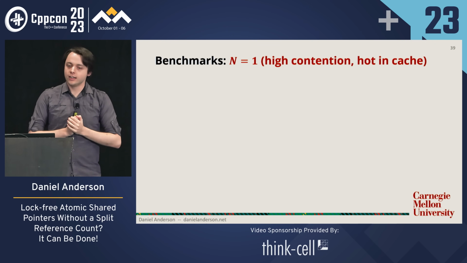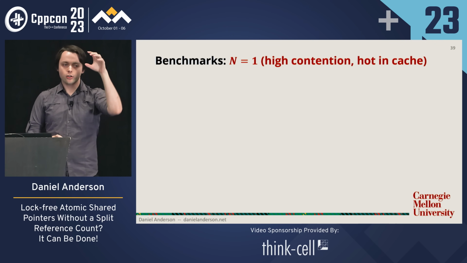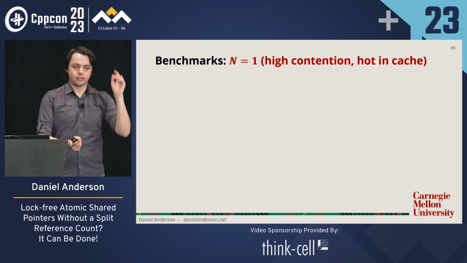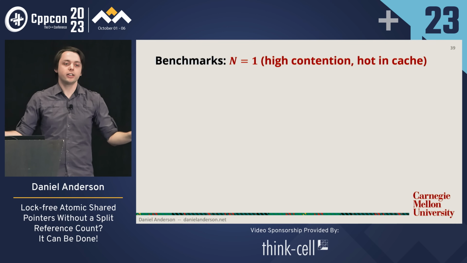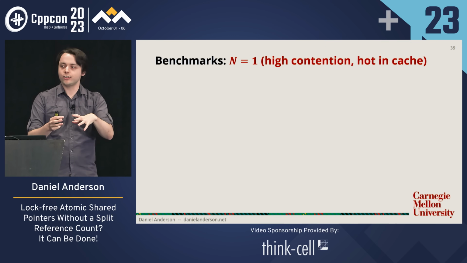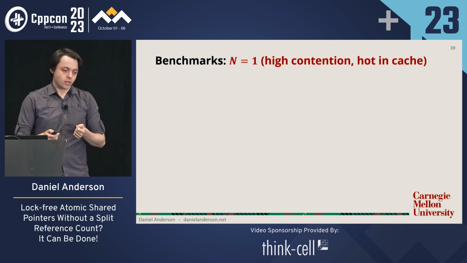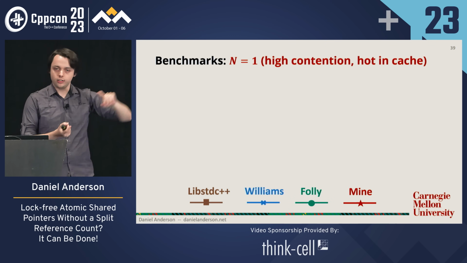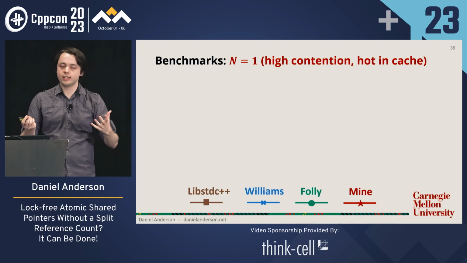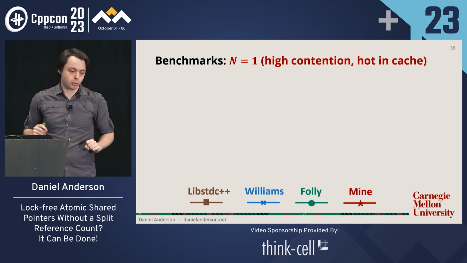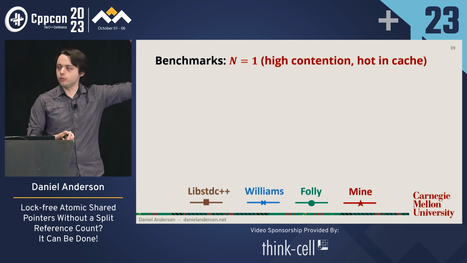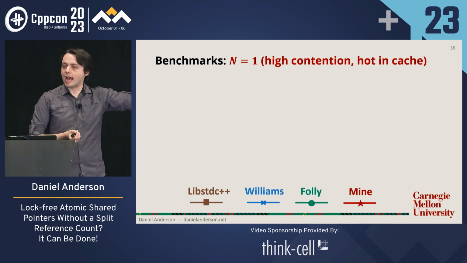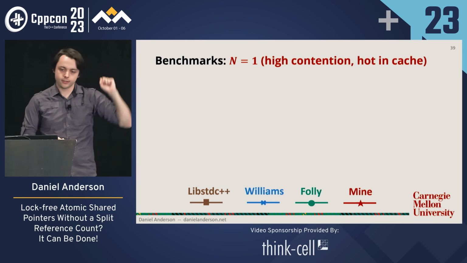So first benchmark, n equals 1, so we've just got a single stack. That means really high contention. Every thread is banging on the same stack, but it's hot in cache. One stack definitely fits in your cache. It's not very big. So I'm going to benchmark these 4 algorithms. We're going to do libstd C++, the GCC one that just does a lock on the low bits of the pointer. I'm going to do Anthony Williams' free version of his library from GitHub, not the commercial one. We're going to do Folly's open source implementation, and we're going to do my one that uses hazard pointers. I'm going to see how they work.